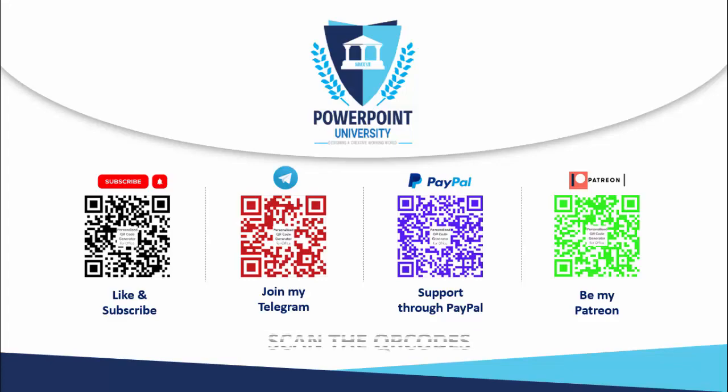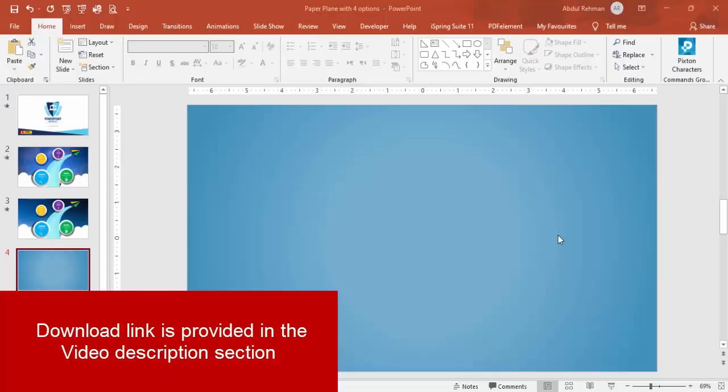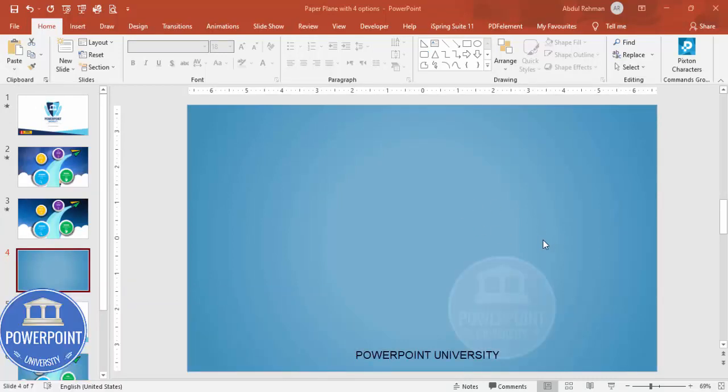So let's start the tutorial. Add a new slide and change the background to any gradient fill background, or you can insert any image of the sky. In this case, I'm just using the gradient fill.